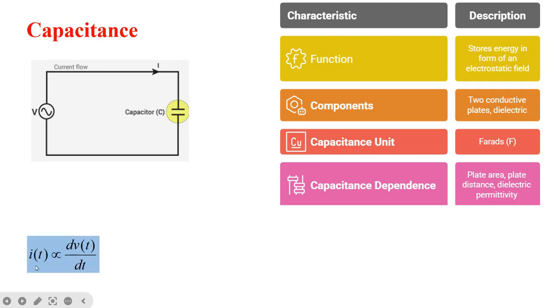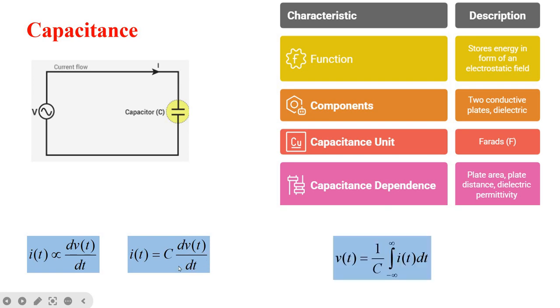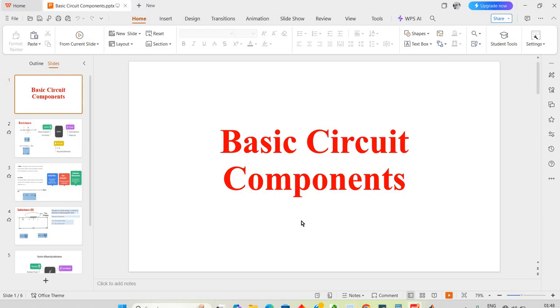Here, the current flowing through the capacitor is proportional to the rate of change of voltage, so you can take the proportionality constant as C and write it as i of t is equal to C into dv of t by dt. Also you can find the value of voltage from this equation as 1 by C integral from minus infinity to infinity of i of t dt. So this was about the basic circuit components.